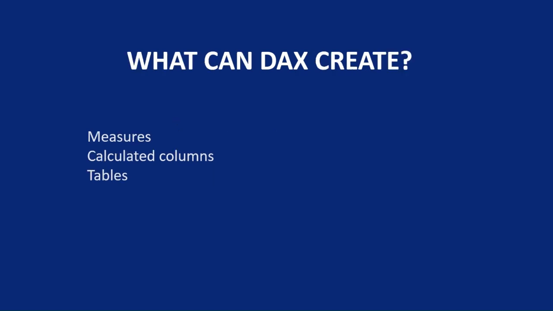So, what can you actually create using DAX? There are three major things: measures, calculated columns, and tables. Measures are used for dynamic calculations, columns are row-level calculations, and tables can be created for advanced modeling. But out of all of these, measures are the most important.